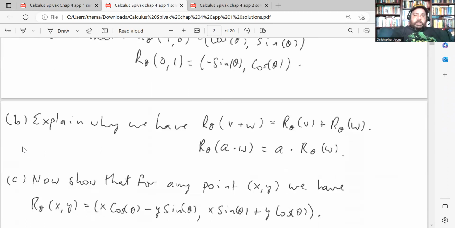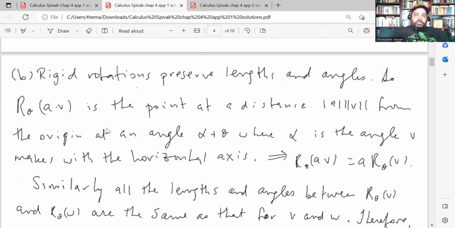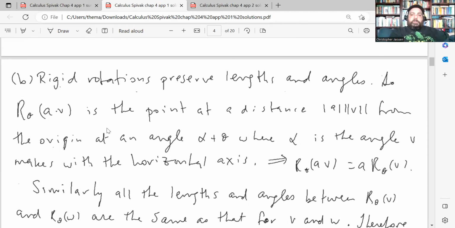Okay, part B says explain why we have, so essentially he's asking us to show that this rotation operator is linear. So it takes sums to sums, and it takes scalar multiples to scalar multiples. So here I'm just talking about the geometry of a rigid rotation. Rigid rotations preserve lengths and angles, right? If you rotate a line segment through an angle theta, the length doesn't change.